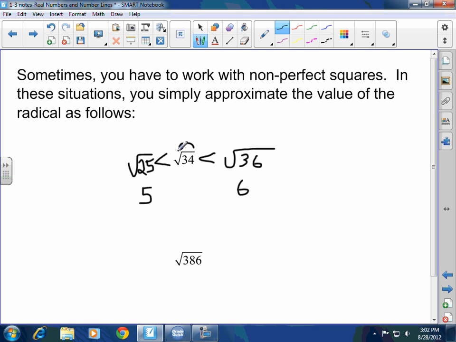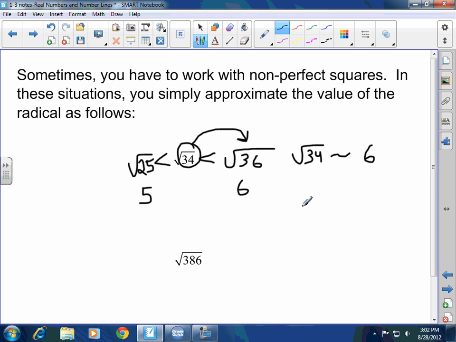But 34 is closer to 36. So the square root of 34 is approximately, roughly, 6. Okay? So we're going to use an approximation. Depends how close of an approximation I want.